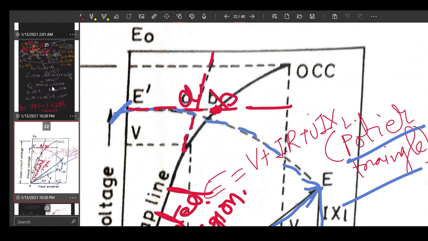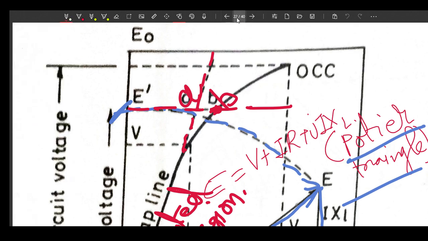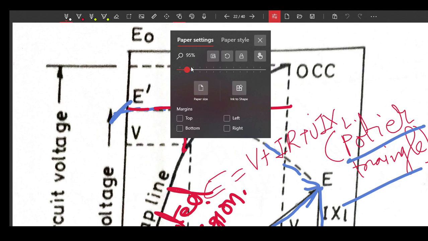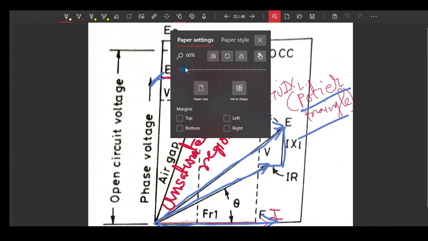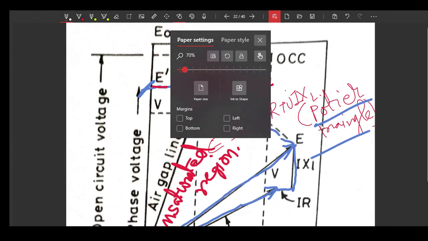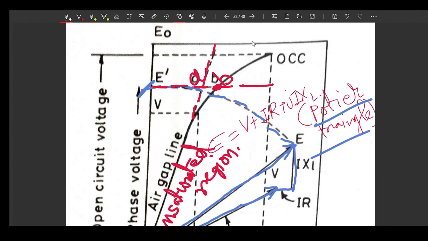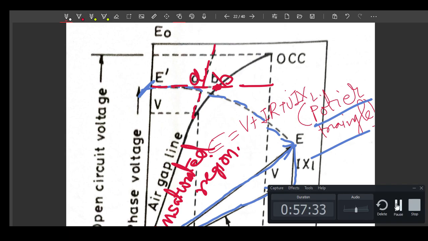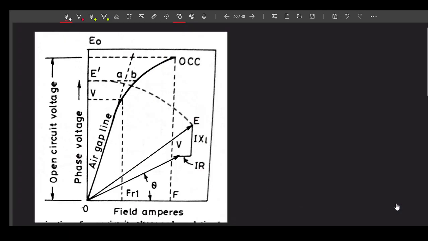Yes, this one. This diagram. Okay. Let me just copy that diagram from somewhere. So now we'll see how we can use this one.